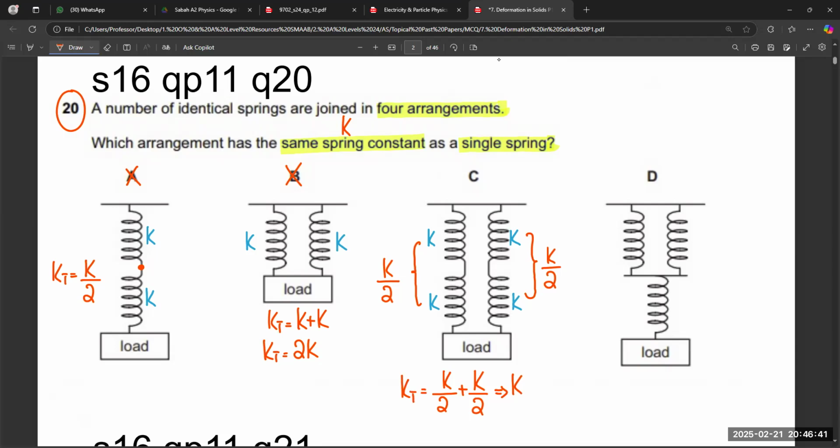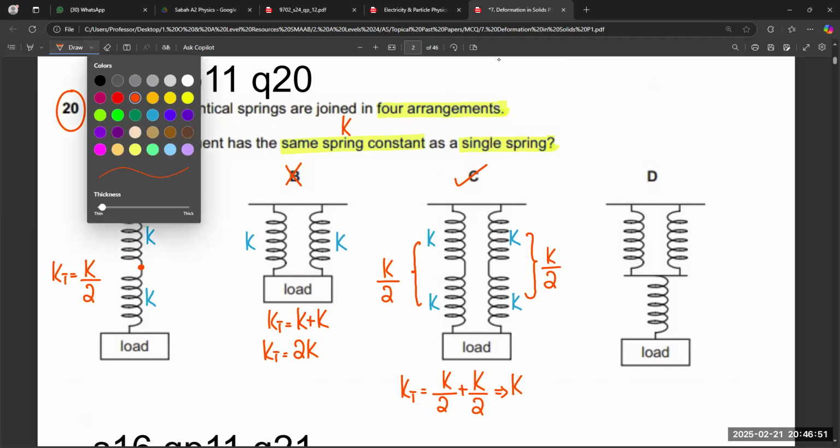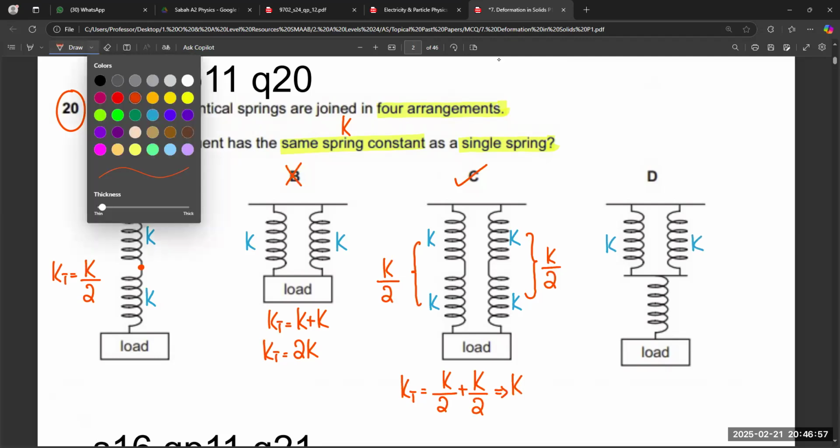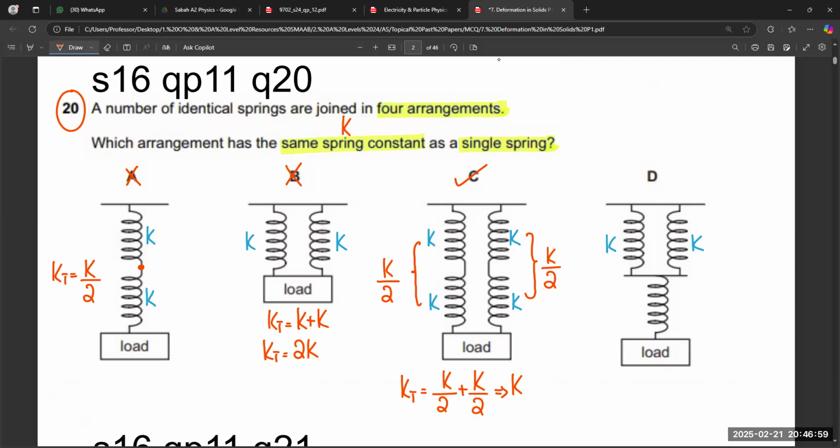So total value of K equals the single value of spring K. So the answer is C. And for example, if we check option D also, the two springs are again in parallel combination. When we connect them in parallel combination, we get the value 2K, and then it is connected with this spring in series.